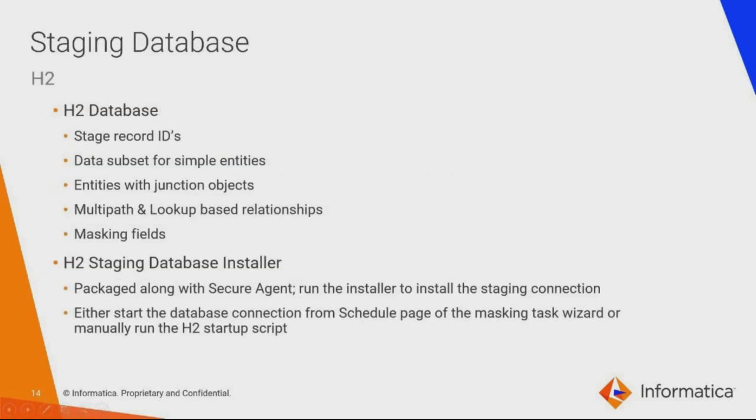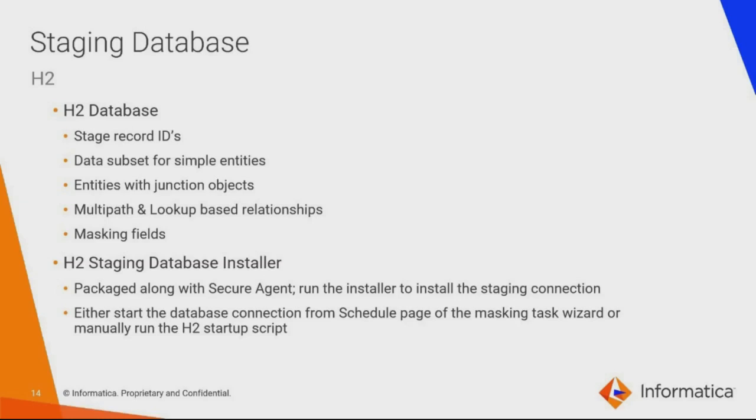The next topic that we are going to deal with is staging database. So this is required to perform data subset operations. We will see what data subset operations are in the next slides and how we configure those subset operations and so forth. We would require a database which will hold the stage record IDs, the data subsets, or the subset of the data, for simple entities, the junction objects, multipaths and lookup based relationships, as well as the masking fields. The database installer itself is packaged within the secure agent.